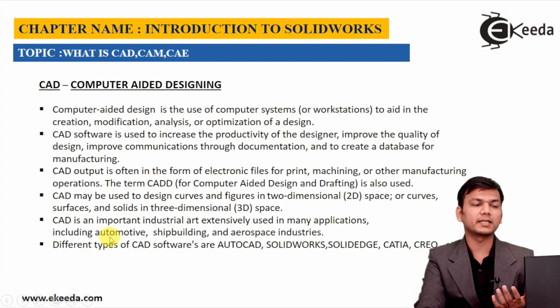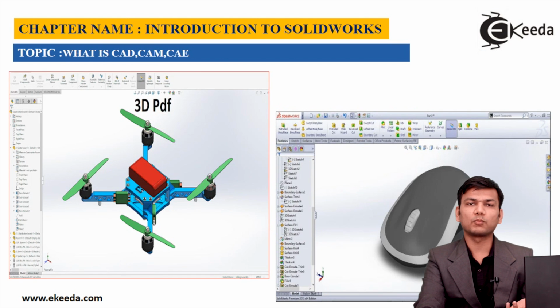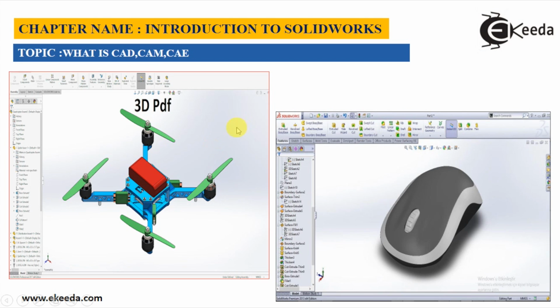Fifth one is CAD is an important industrial art extensively used in many applications including automotive, shipbuilding and aerospace industries. Like this we can use it in these industries. Now different types of CAD softwares are basically AutoCAD, SolidWorks, Solid Edge, CATIA, Creo and etc. Many softwares are there for CAD modeling. Now basically these are the two models that you can draw using the CAD software. This is the mouse and this is our quadcopter. So like this we can create 3D models.